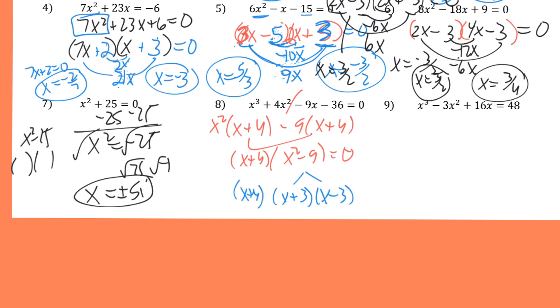If you set each of those factors equal to 0, you're going to get x equals negative 4, x equals negative 3, and x equals positive 3. Now, if you had not seen that this factor factors further, that would be okay. You take both these factors and you set each one equal to 0. So if x plus 4 equals 0, you get x equals negative 4.